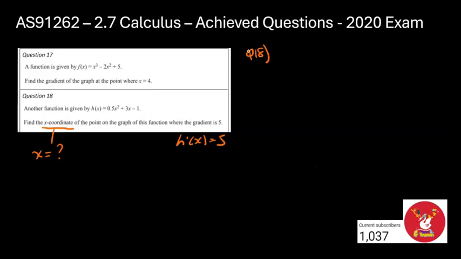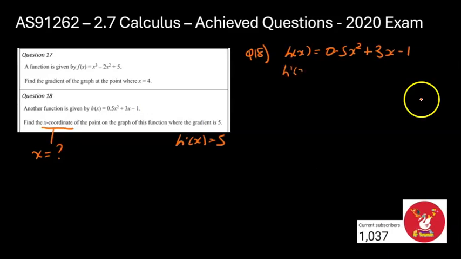So let's start off as we always do. Let's write down my function. So h(x) is going to be equal to 0.5x squared plus 3x minus 1. The information we have is in relation to the gradient, so before we can use this information, we've actually got to differentiate. So h dash x is going to be equal to 0.5 times 2, which is just going to be 1. So that's actually going to be nice to differentiate. That's just going to get us x. And then plus 3, the x drops away, and so does that minus 1.